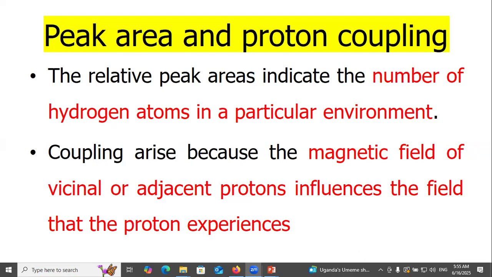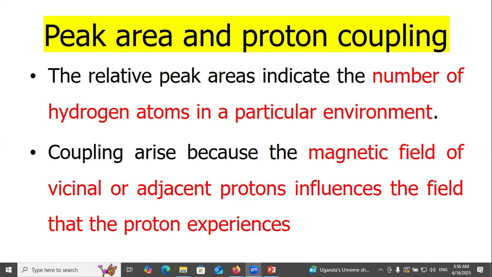The relative peak areas indicate the number of hydrogen atoms in a particular environment.